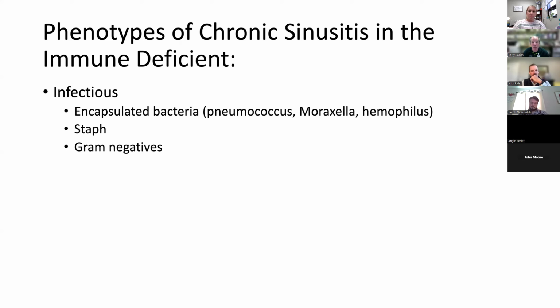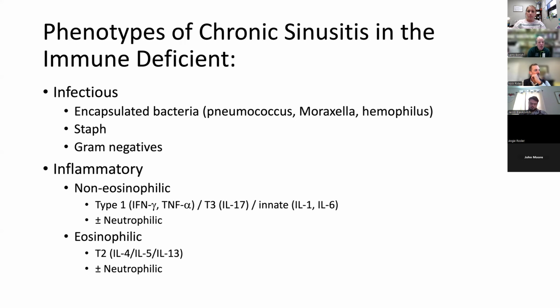As with any humoral immune deficient condition, the biggest problem is the encapsulated bacteria, which can be pneumococcus, moraxella, or Haemophilus. The sinuses in particular love to grow staph, and in the immune deficient we often get gram negatives. Then there's the inflammatory sinusitis, which is in a synergistic relationship with the infectious component, as I'll talk about in a moment. Inflammatory can be non-eosinophilic or eosinophilic.